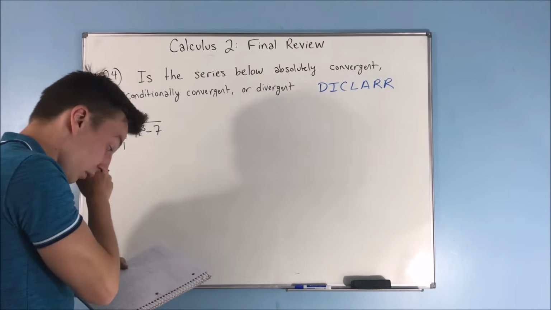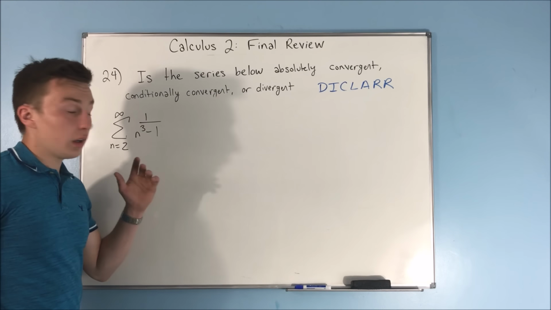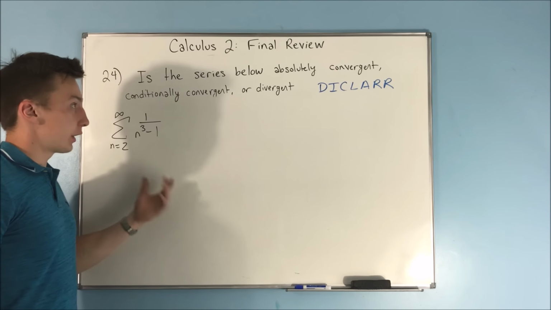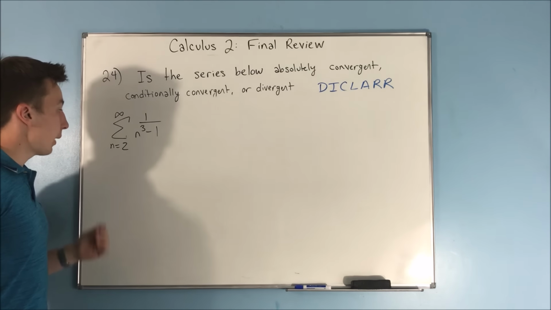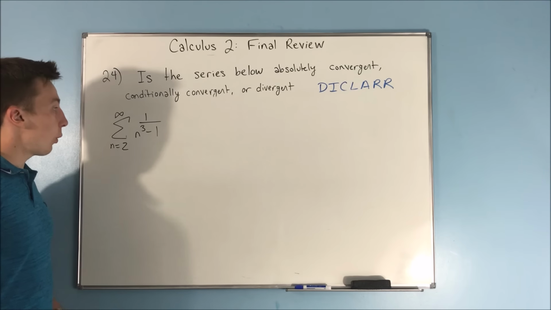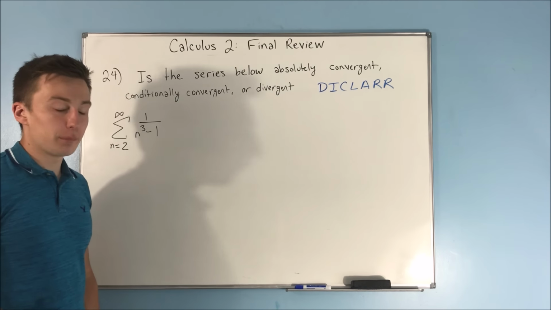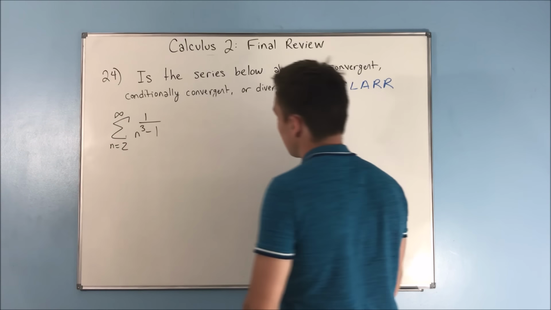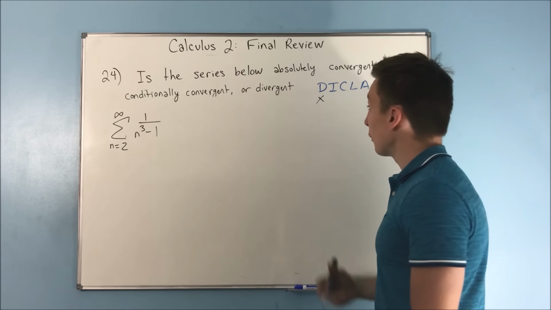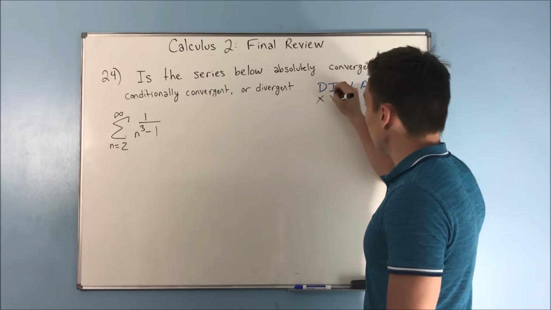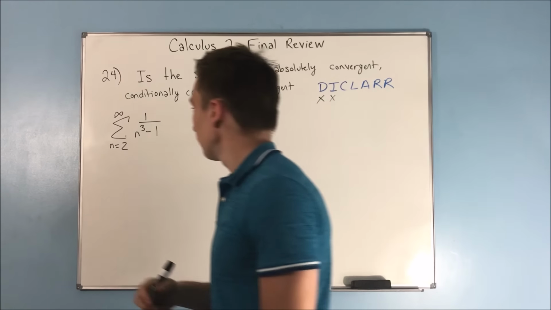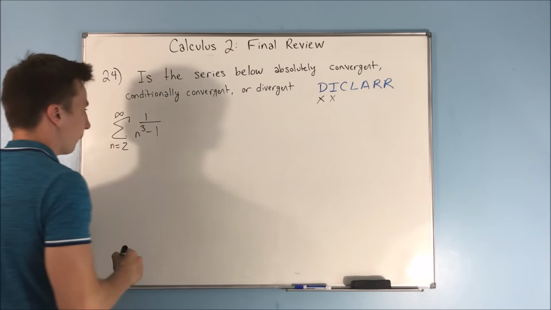Alright, so for our next problem here, again, absolute convergence, conditional convergence, or divergence. But now for the sum from n equals 2 to infinity of 1 over n cubed minus 1. Okay, now for this you can use the test for divergence, but it's not going to work. The limit's going to equal 0, so you've got to move on. Integral test, not going to work. Comparison though, maybe that'll work. Okay, let's try a comparison here.